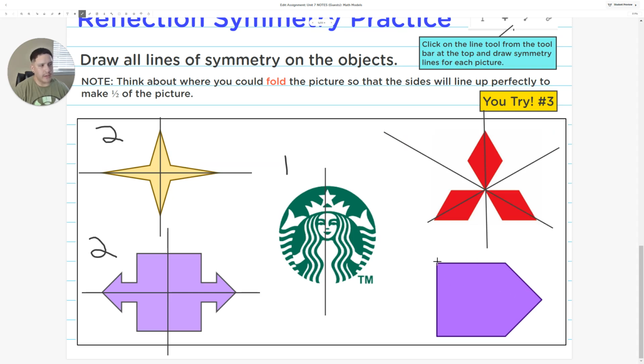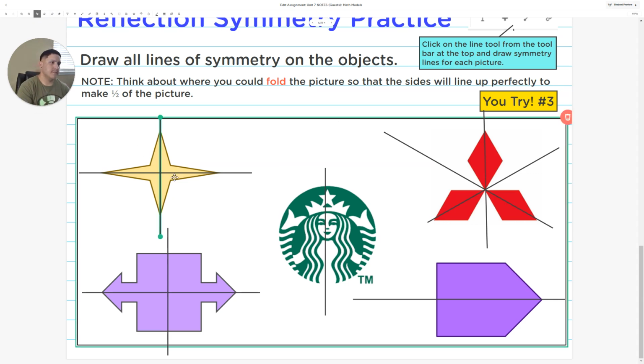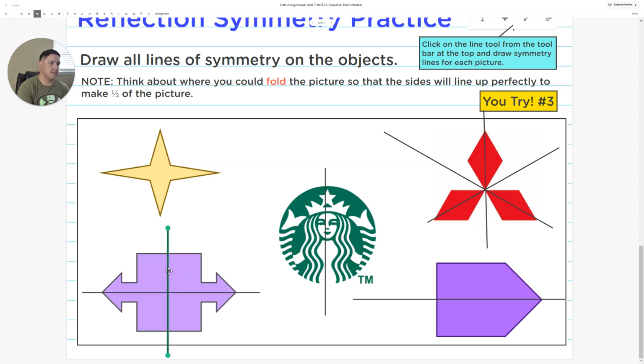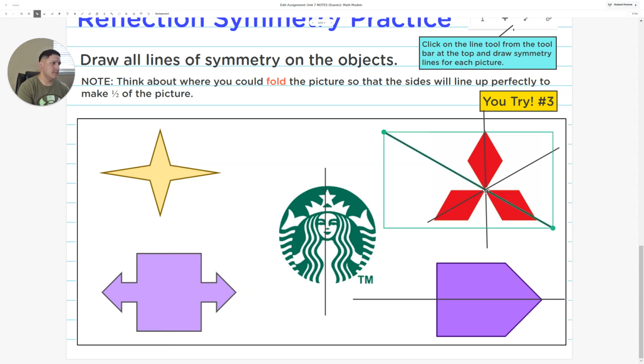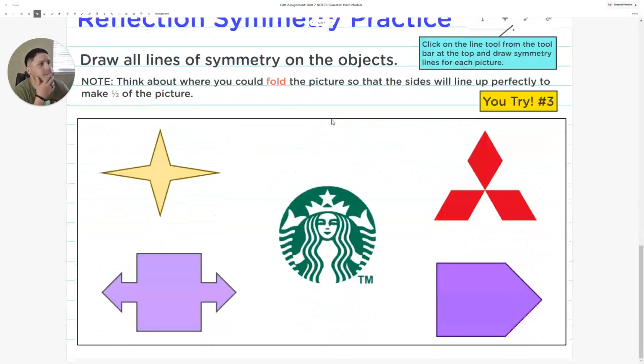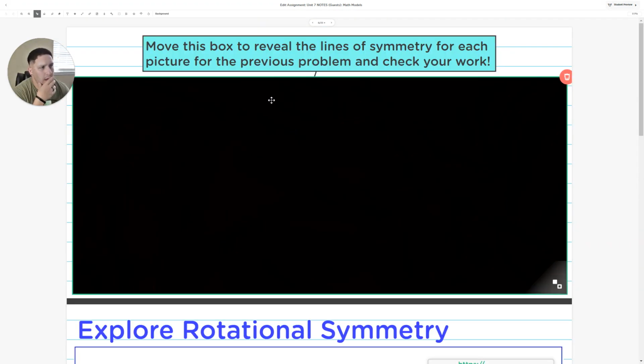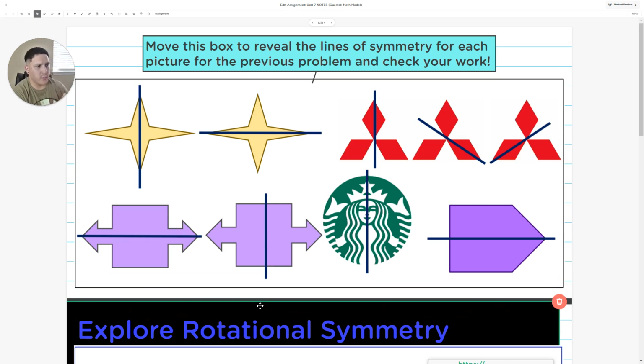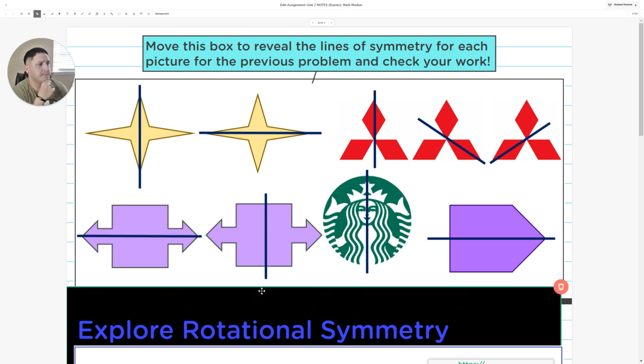And then for the last one, for the sideways house, we only have one. Okay, and then that's it for this You Try. You can check your answers right here to see how many each one had. And there we go.